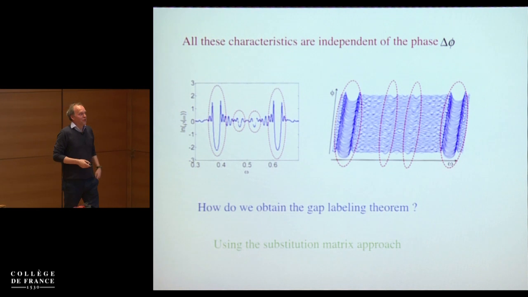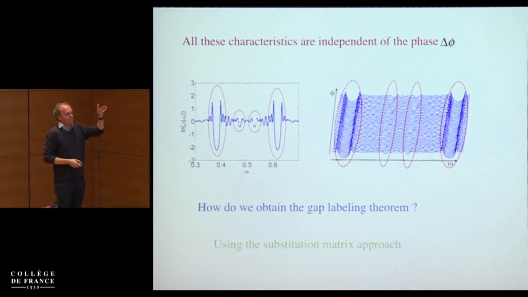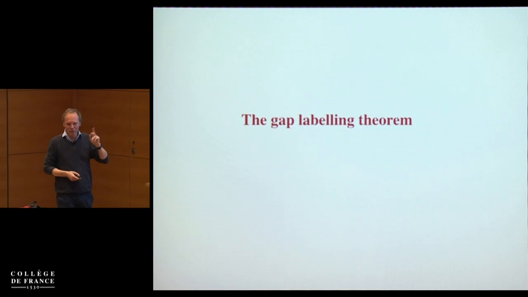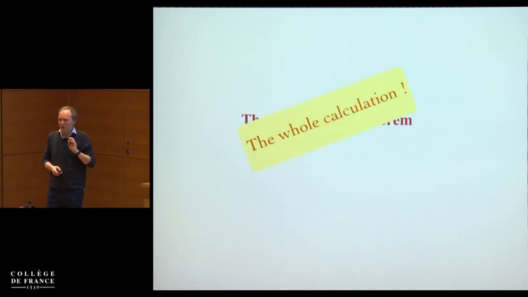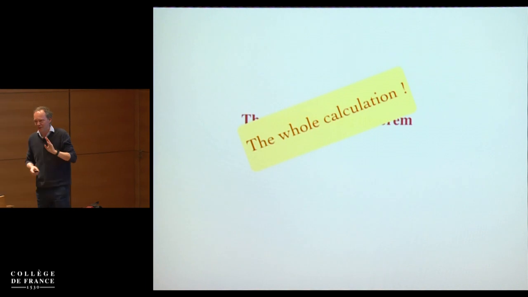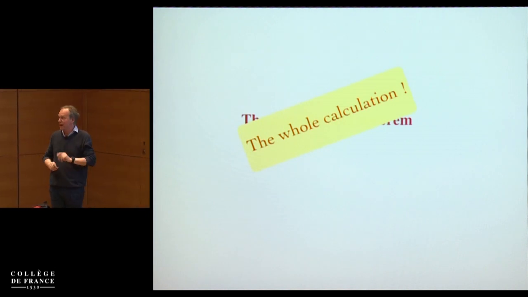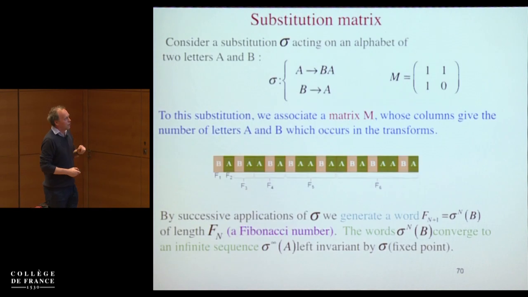Okay? So now the question is, this looks independent of delta phi, but we obtained the gap labeling theorem, also those Chern numbers, using, in fact, the substitution matrix approach. So this is what I said last week, but I didn't show it. And so now I would like to show you a demonstration of the gap labeling theorem, at least not the whole calculation, but just the basic ingredients that we need to understand that the gap labeling theorem is absolutely independent of this delta phi. It has nothing to do with delta phi. Okay? So let's look at this.